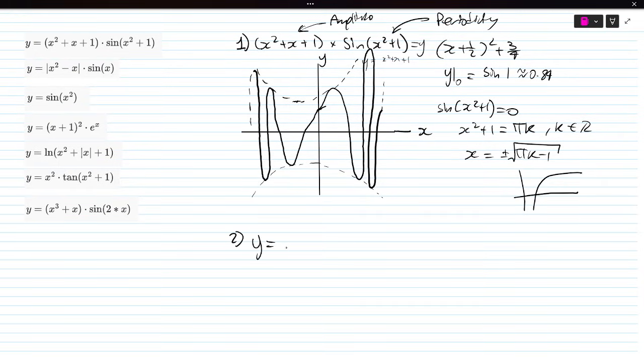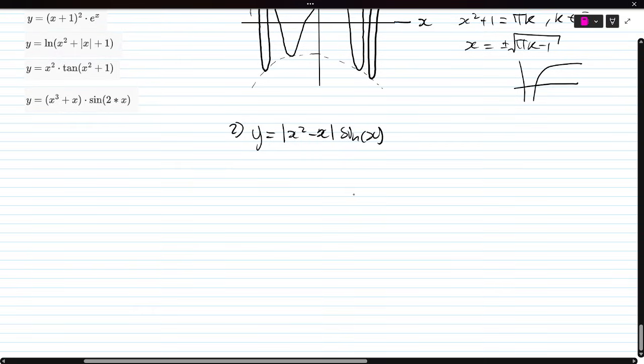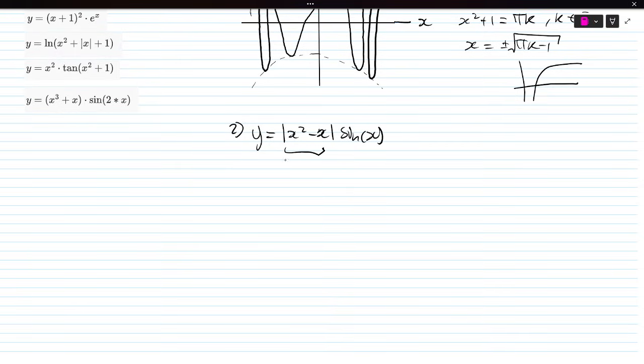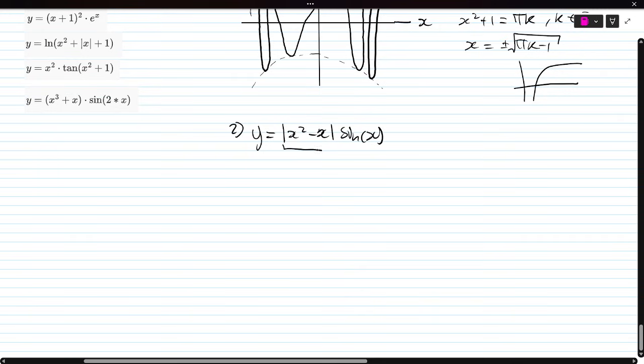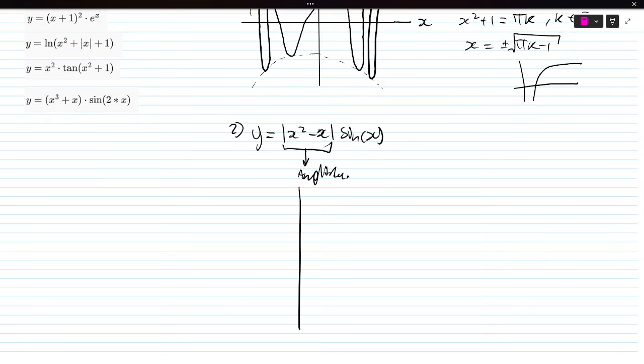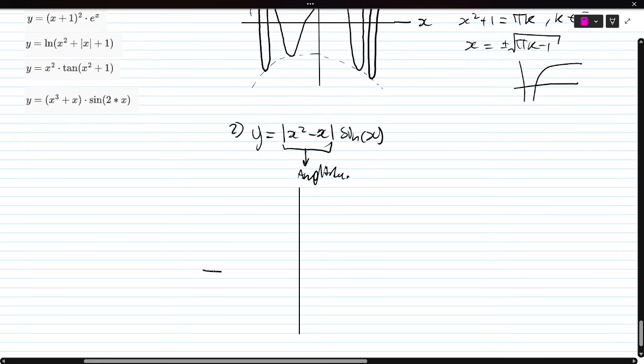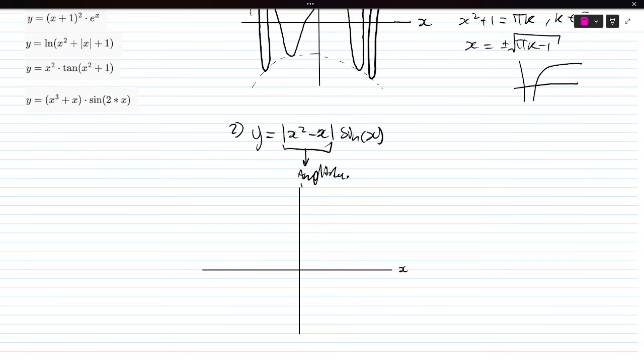It is y is equal to modulus of (x squared minus x) times sine x. The same idea applies here. This will determine the behavior of the amplitude of my sinusoidal graph. So if I sketch this right, the period of my graph, of sine at least, is normal in this case because there is nothing fancy inside the brackets. So I can expect this to be like pi, 2 pi, and 3 pi, and so on.